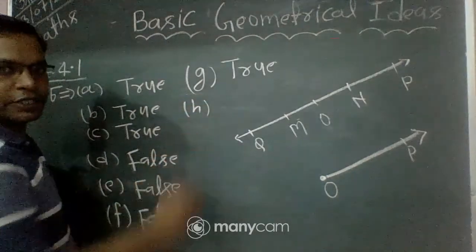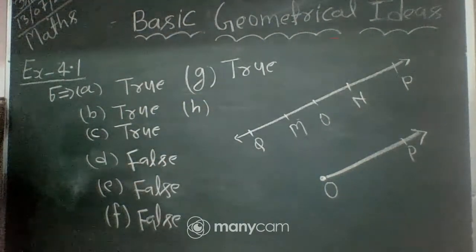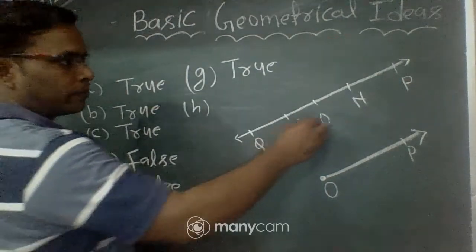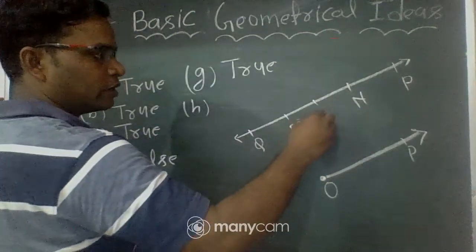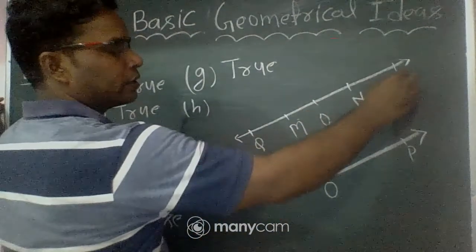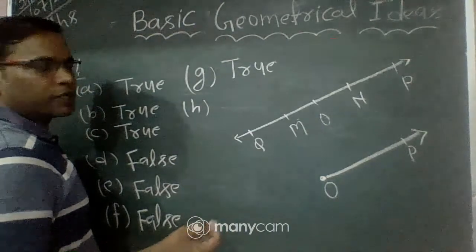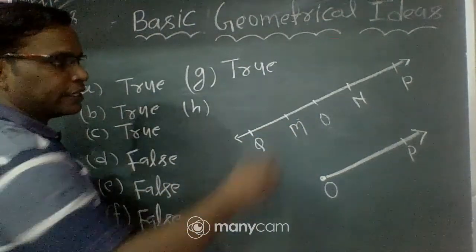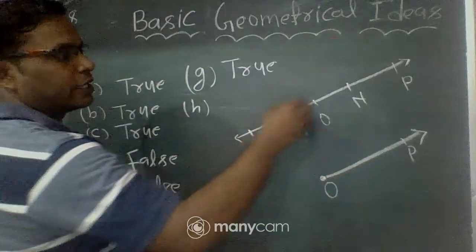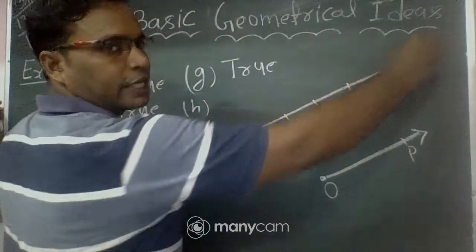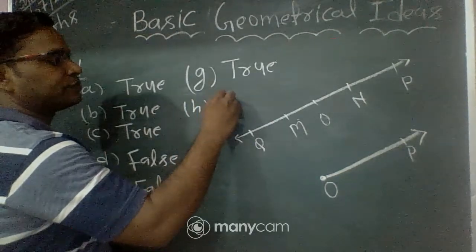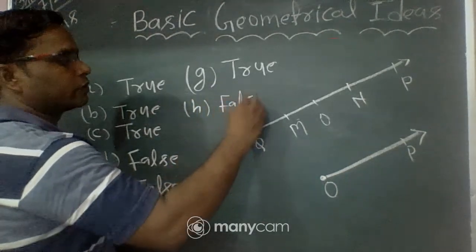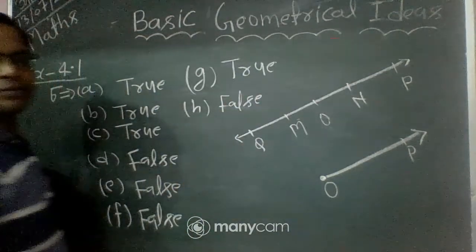Okay, next. H. What is the H statement? Ray OP is the same as ray OM. Ray OM and ray OP, both are different. Okay, the direction of ray OM is in this direction, and the direction of ray OP is that direction. So both are different. So this is false. This is not the same. Clear?